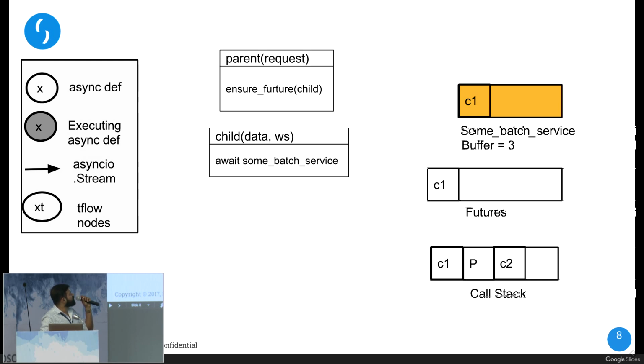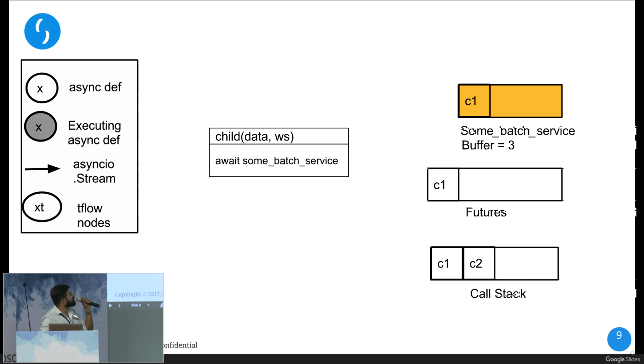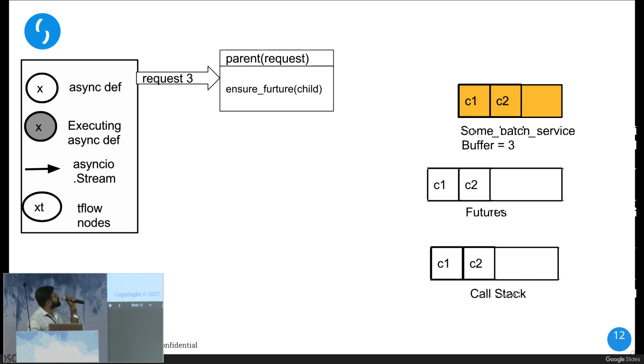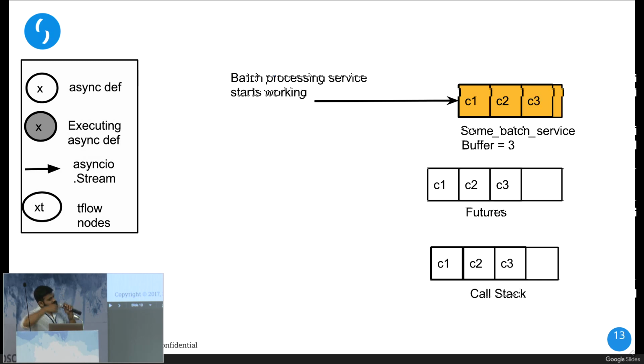The parent spawns another child coroutine. The child coroutine is spawned in the call stack. A frame is created in the call stack, and then it requests to the batch service. Another sample has happened, and it registers with the future. It registers a future, and then it disappears. Again, the same thing, the same process, right? So it doesn't make any sense to continue it 3 times.